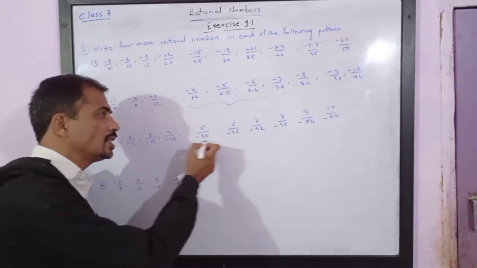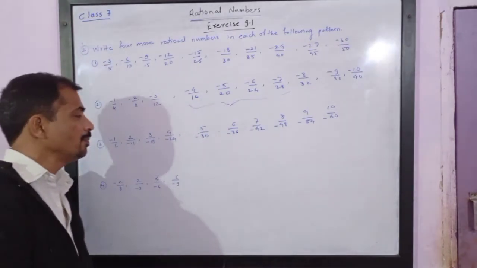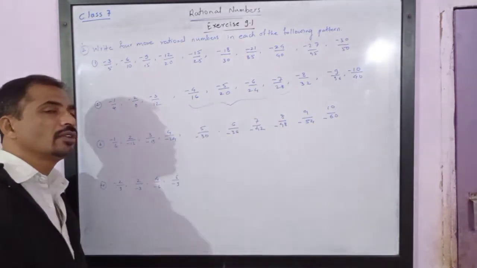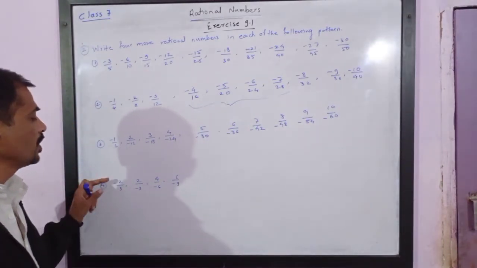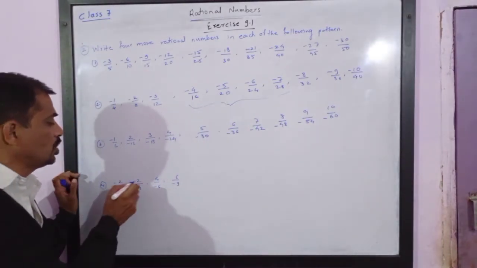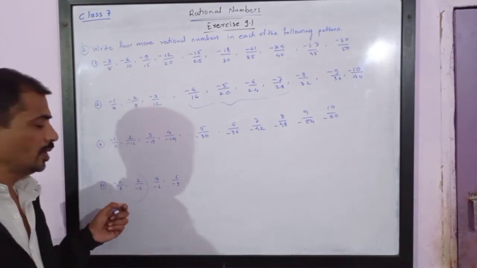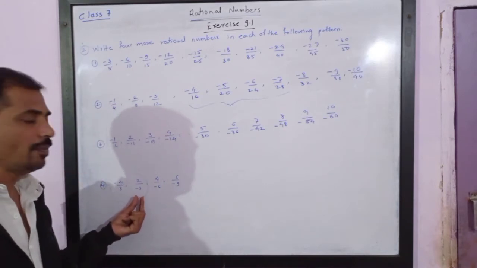Please note, signs are given in front of the denominator. They are all equivalent rational numbers. Next, fourth question is negative 2 upon 3. Please note, these two are same. Only sign is written in front of the denominator.